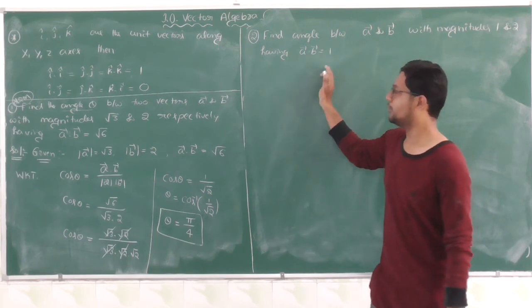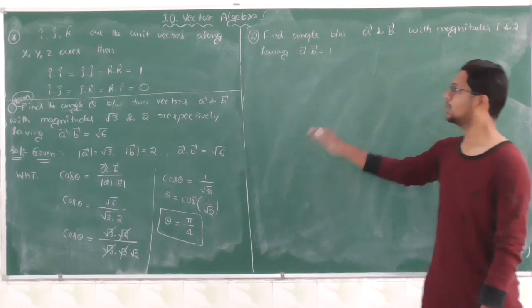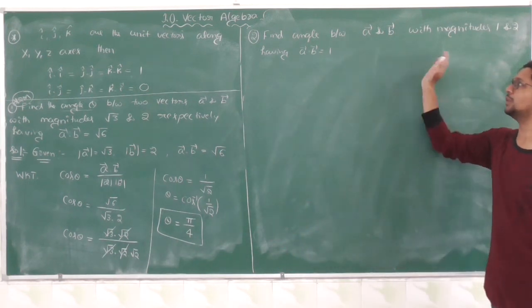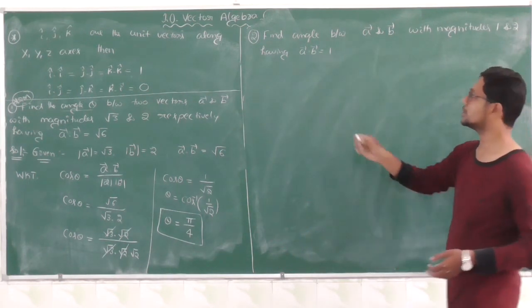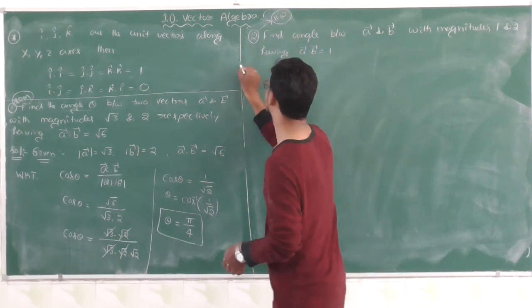It is a problem very similar to the previous one. You just see the steps and follow the steps. You just find the angle between these two vectors. Okay.